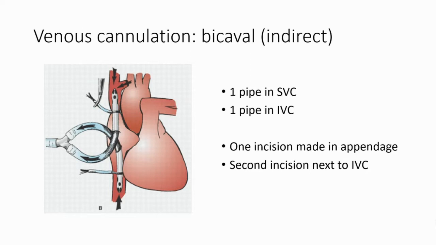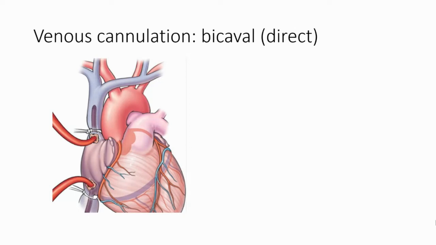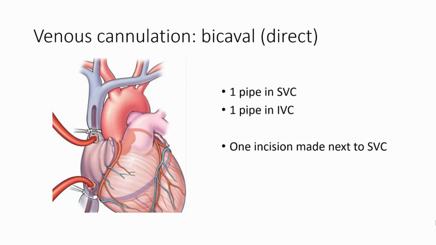When you do direct bicaval cannulation, you can see the image represents here quite clearly that we make the incisions essentially in the SVC and IVC themselves, or as close to them in the atrium as we can. And this is a technique that's often employed by mitral valve surgeons, as when you have the two cannulae placed like this, firstly, you get excellent drainage.